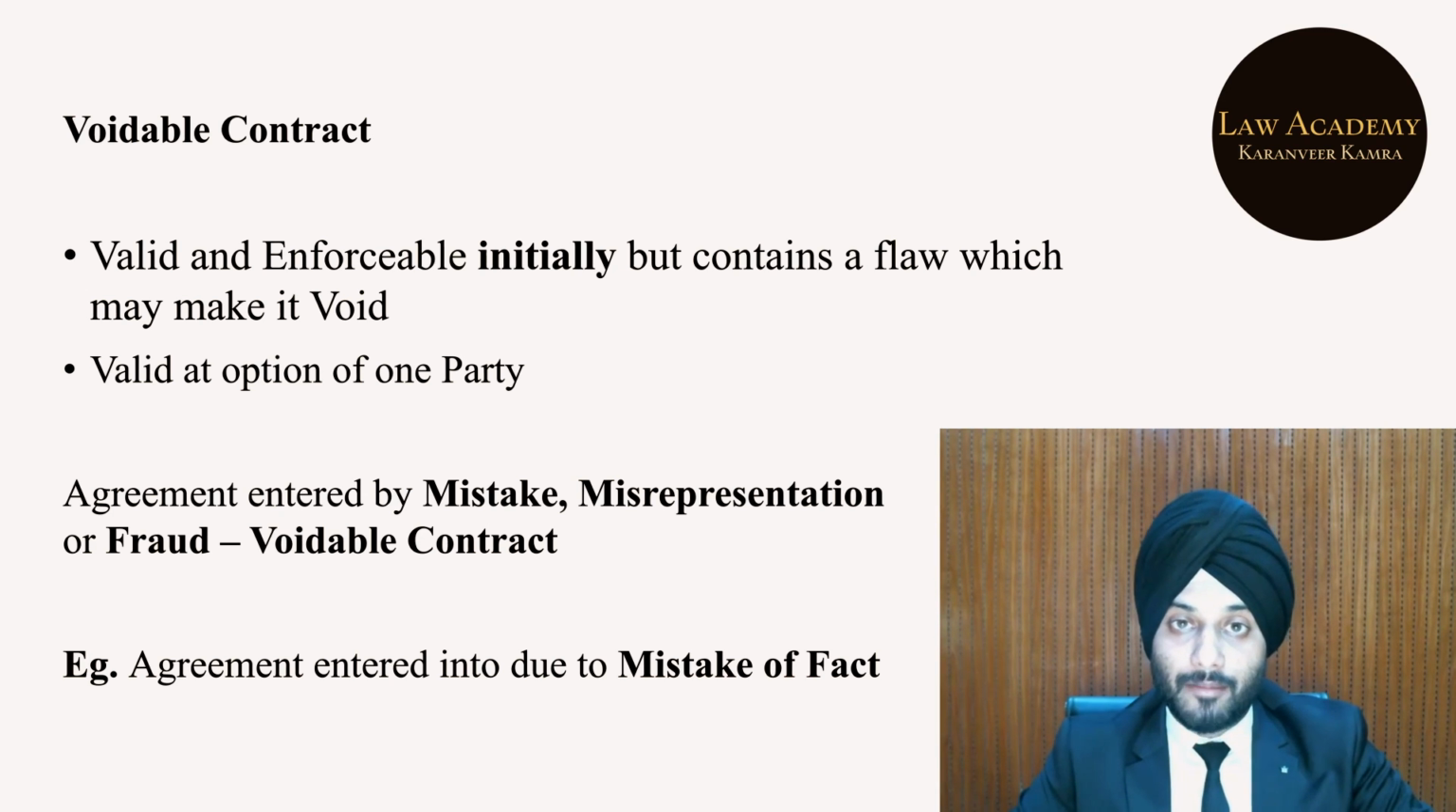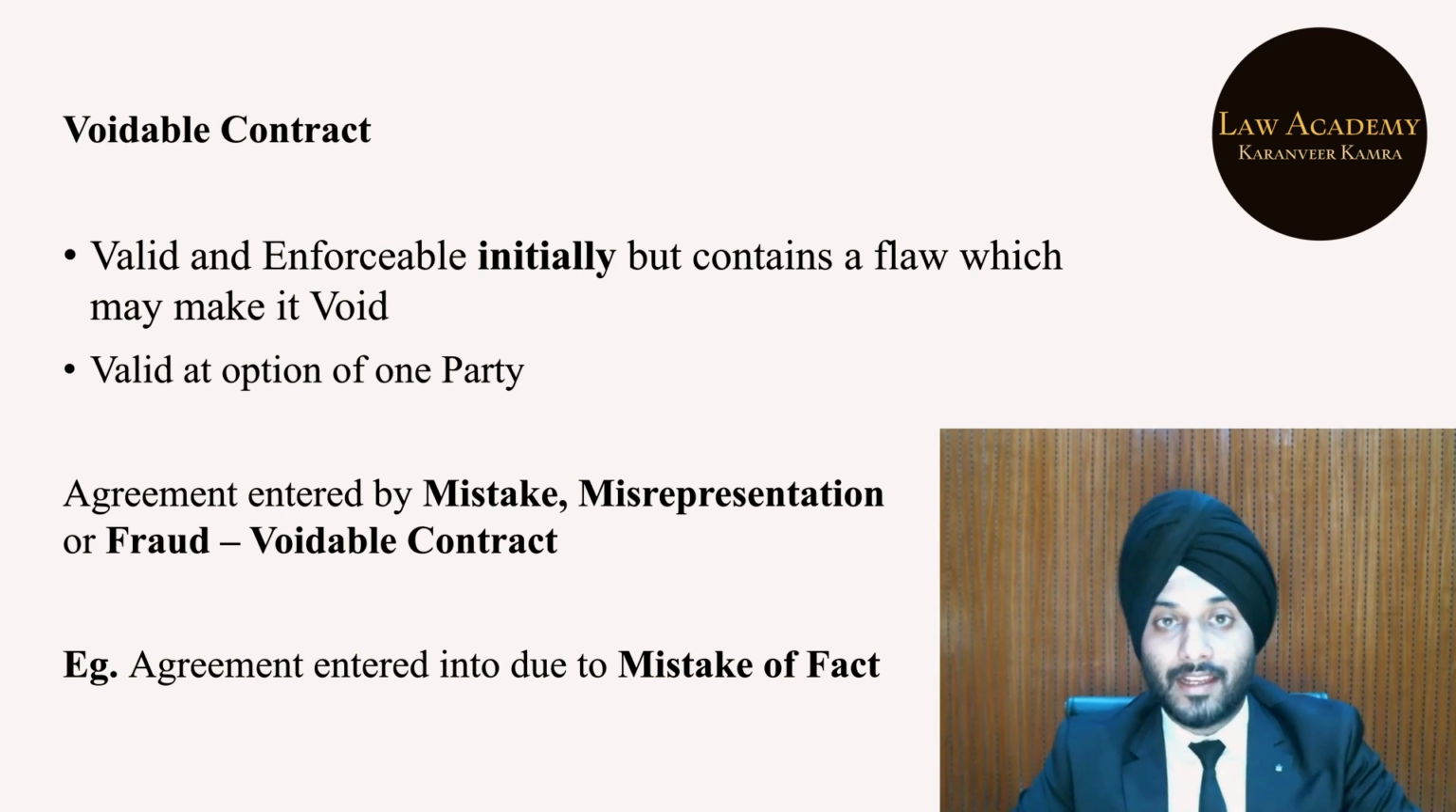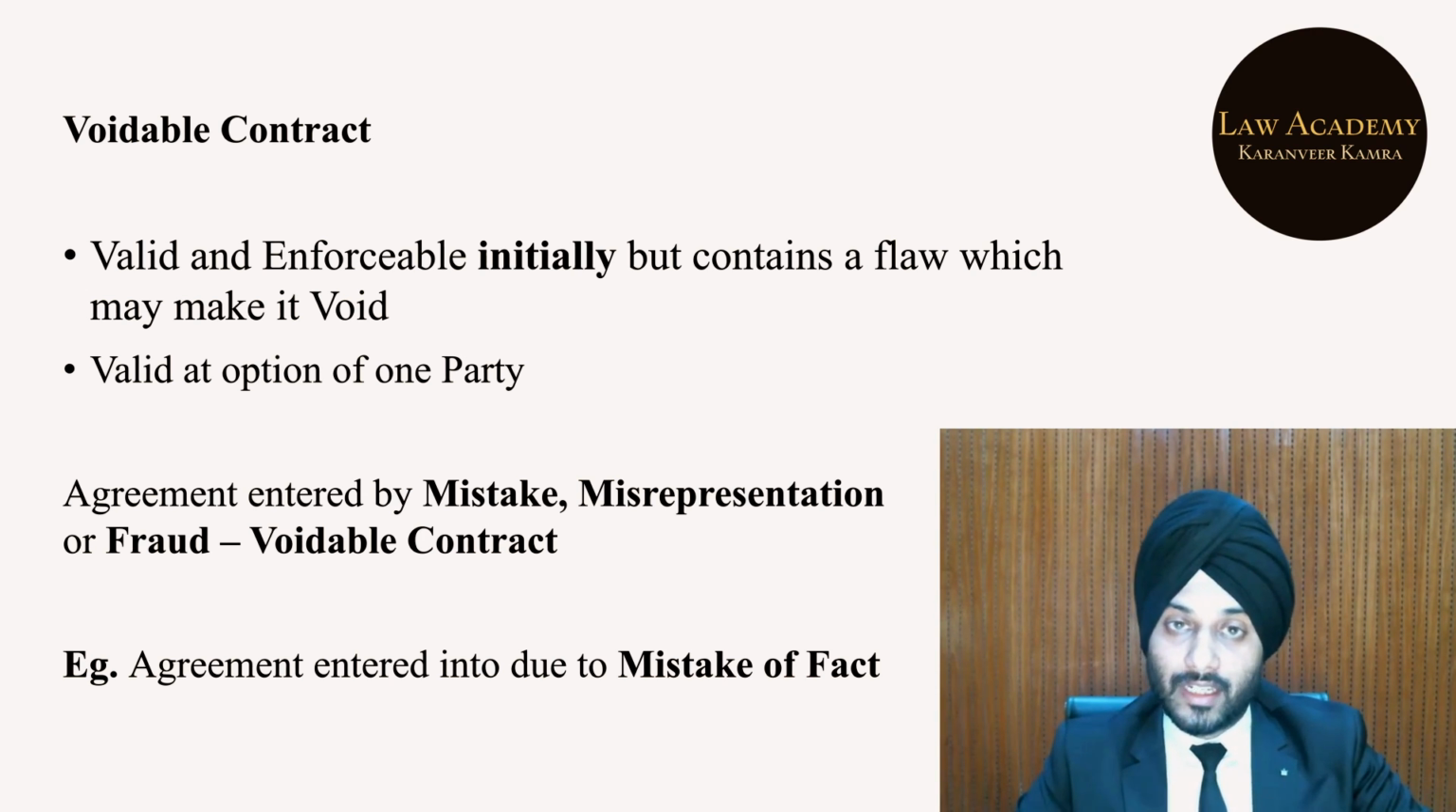So, the valid agreement becoming a void agreement is known as a voidable contract, which was valid initially, but later on it has become void at the option of one party.